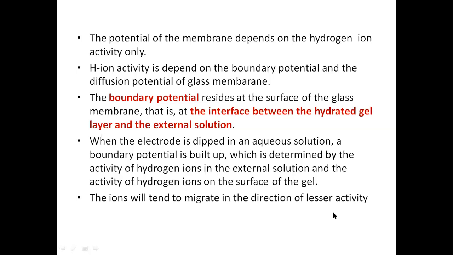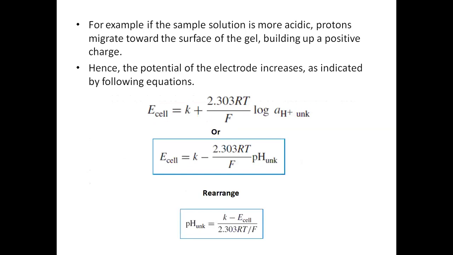For example, if our solution is more acidic, it means it has a greater number of protons. Okay, if it is acidic, then it has more hydrogen ions, more protons. And these protons, which have a higher population, migrate towards the gel side, towards the surface side.